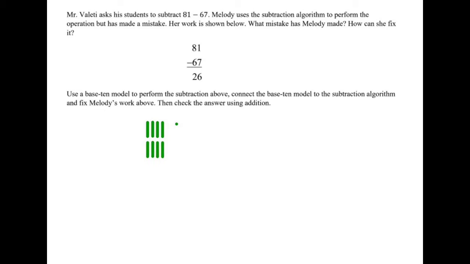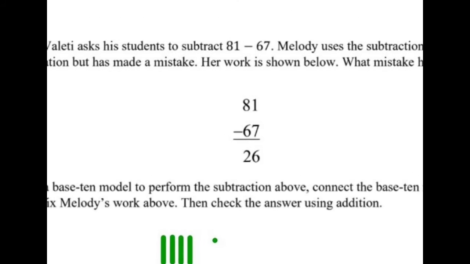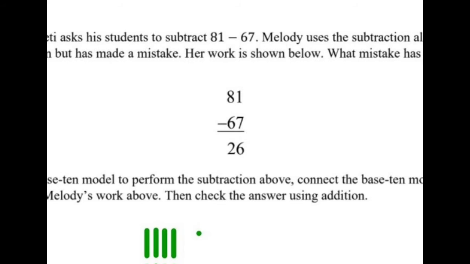Okay, Mr. Valetti asked his students to subtract 81 minus 67. Melody uses the subtraction algorithm to perform the operation, but has made a mistake. Here is her work. What mistake did she make, and how can she fix it? Okay, let's just look at that top section for now, and we'll come back to the base 10s in a sec. Okay, so what did she do wrong?